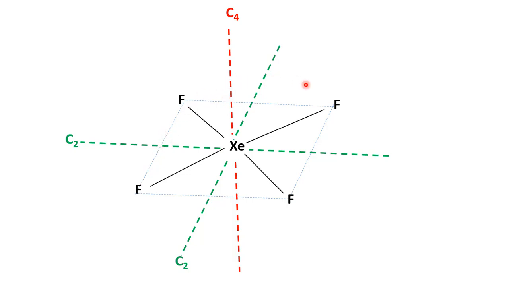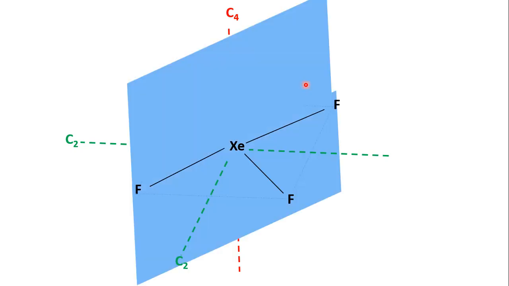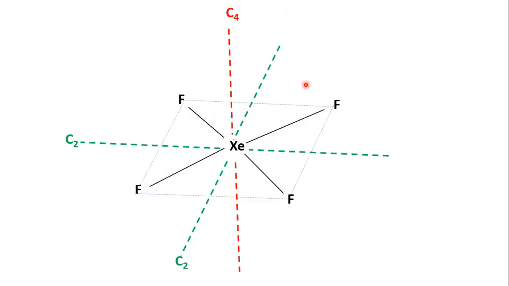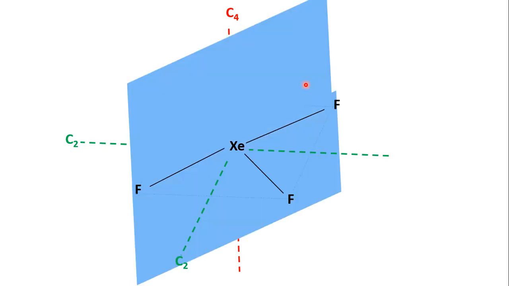Now let us look at a plane like this. Look at the nature of these planes. Let us see which atoms the plane is passing through. The plane is passing through this fluorine, xenon and fluorine, three atoms. This fluorine is on this side of the plane, whereas there is another fluorine which is behind this plane, which is not visible to us.